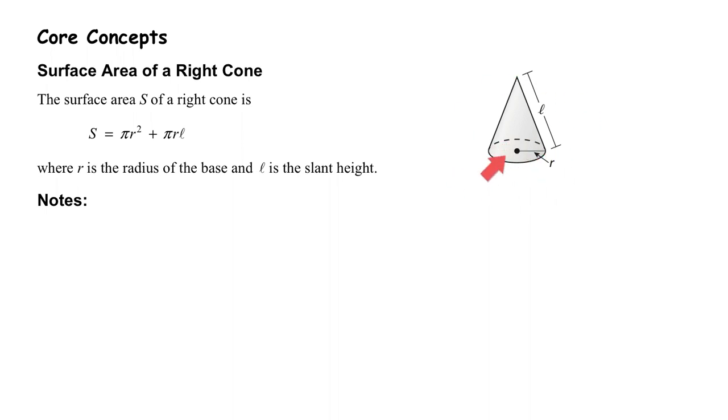So first we have the base here, which is the circle, whose area is pi r squared, and then the cone part that looks sort of triangular, but it's round on the outside, has the surface area of pi times the radius of my base times L, which is the slant height.